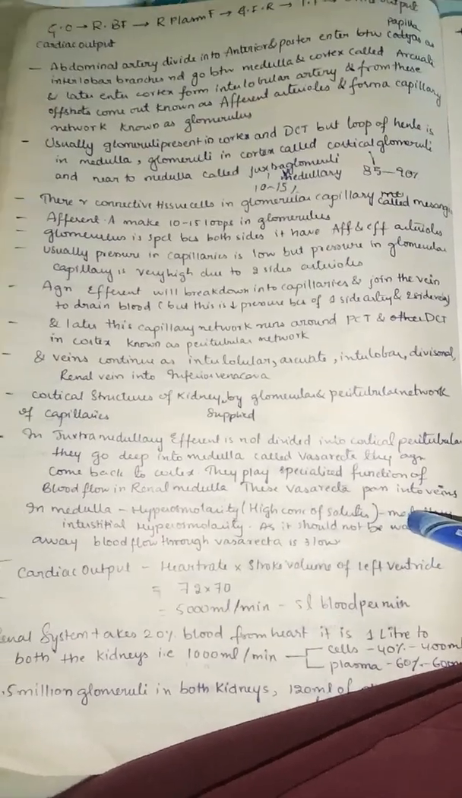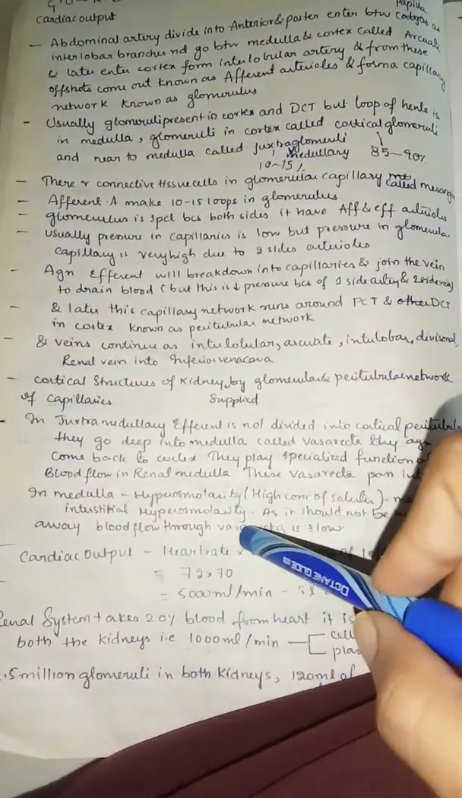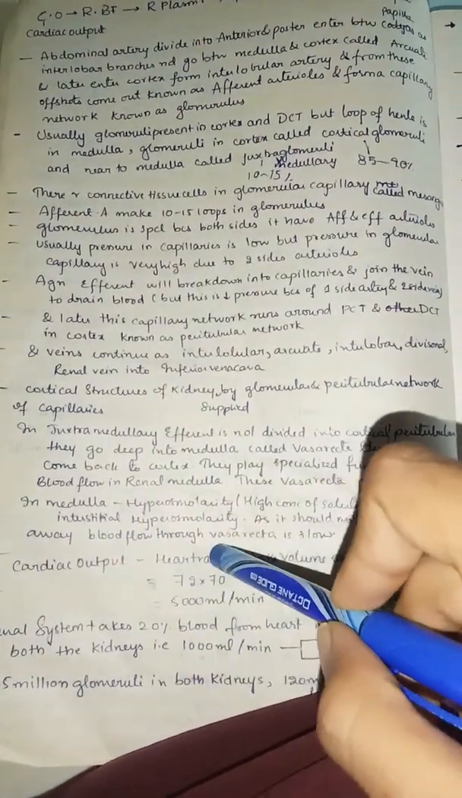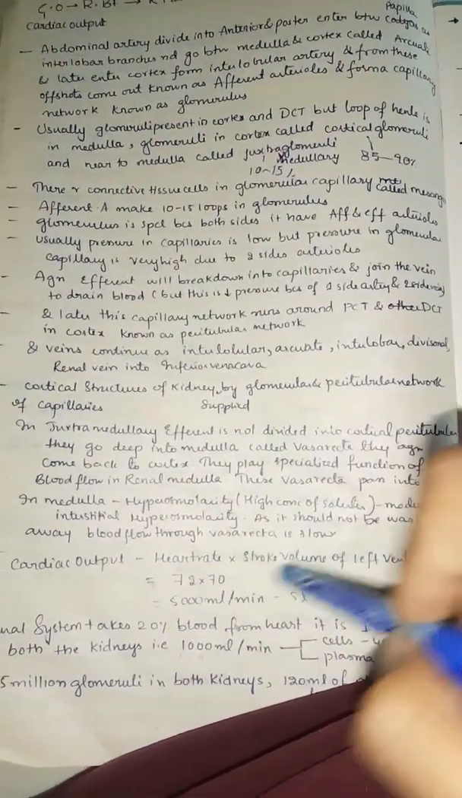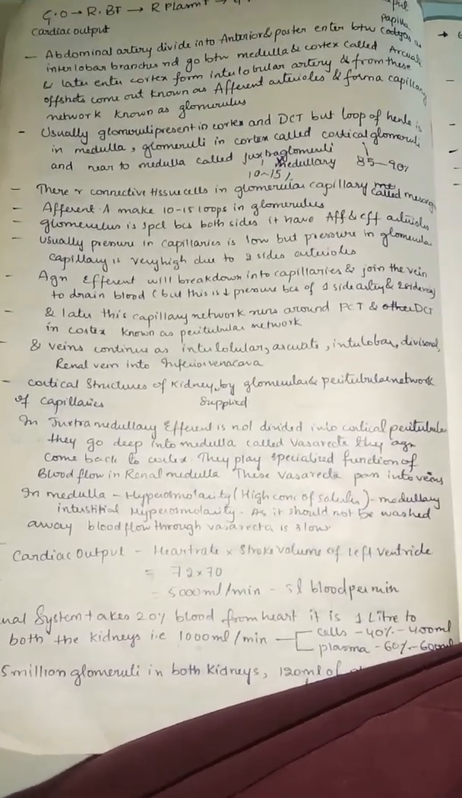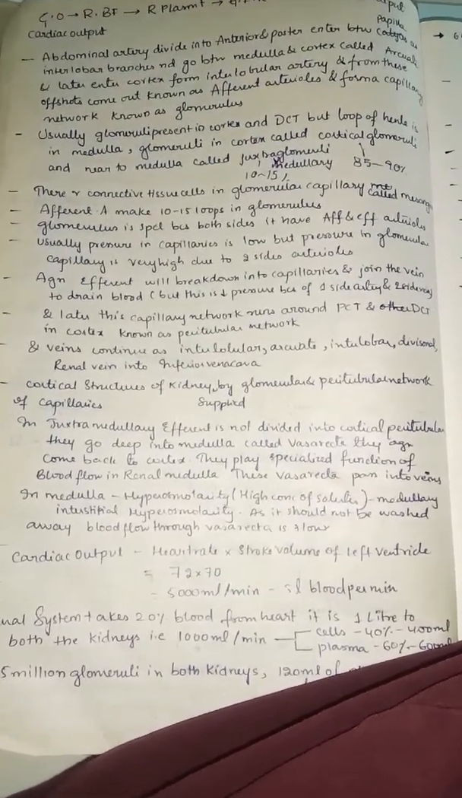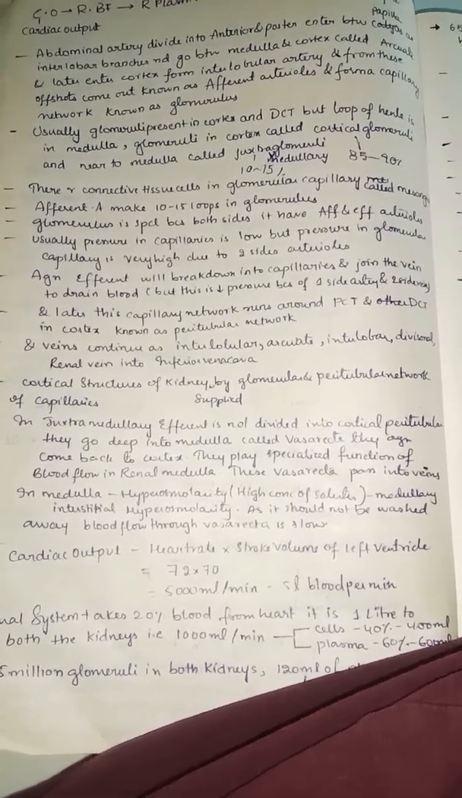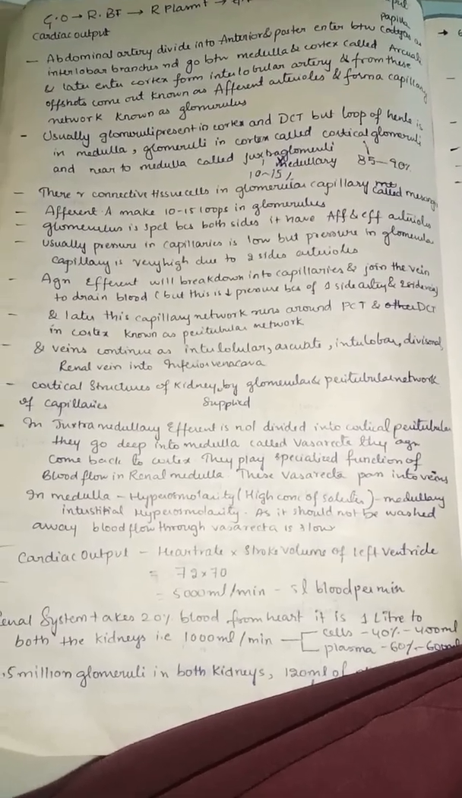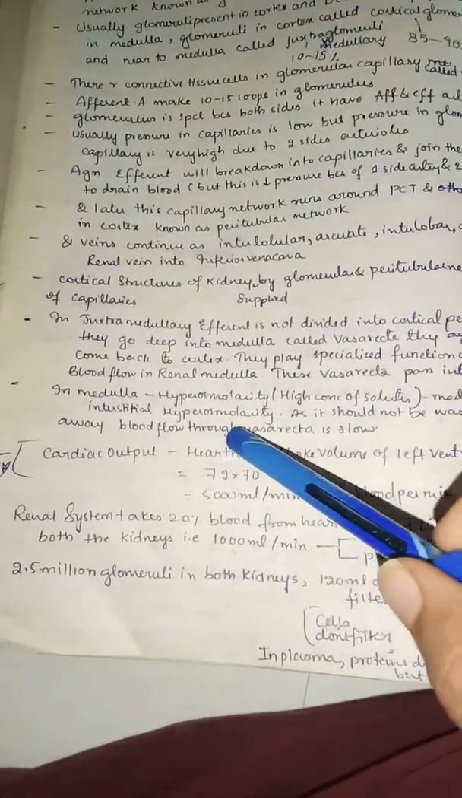These vasa recta pass into veins. In the medulla there is a hyperosmolar, high concentration of solutes, that is medullary interstitial hyperosmolality, and as it should not be washed away, the blood flow through the vasa recta is slow. Actually we need to maintain the hyperosmolality, the higher concentration of solutes, in the medulla. Why, we will discuss later. Because this area is highly concentrated, the blood flow through it should be very slow, otherwise that would be disturbed. That's why the vasa recta have very slow blood flow.